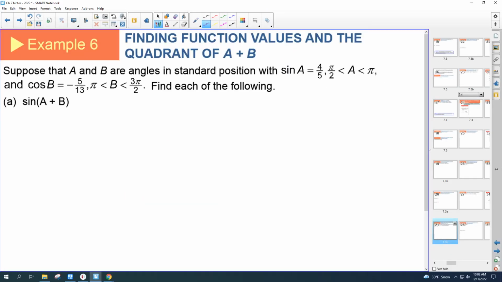Example 6. This one's another important question. We saw one like it the other day, and I said this is going to be a test question. This is the same kind of deal. Suppose that A and B are angles in standard position with sine A equals 4/5, and we've got this stipulation, pi over 2 is less than A is less than pi, and cosine B is negative 5/13, pi is less than B is less than 3 pi over 2. Part A says find sine A plus B.